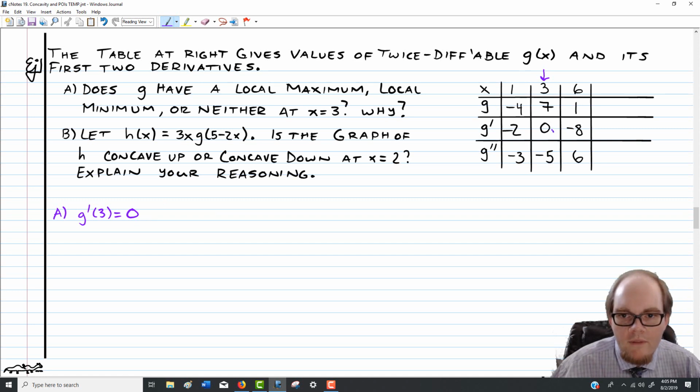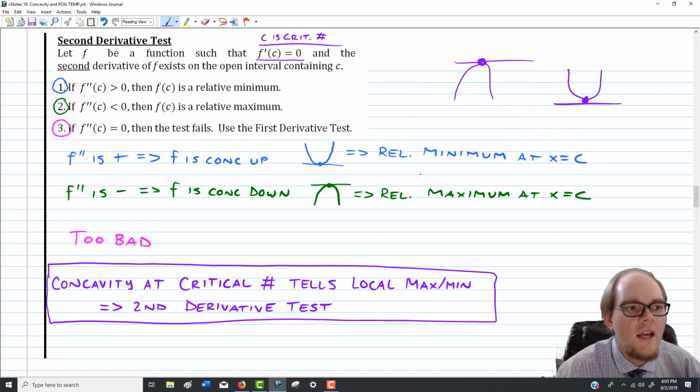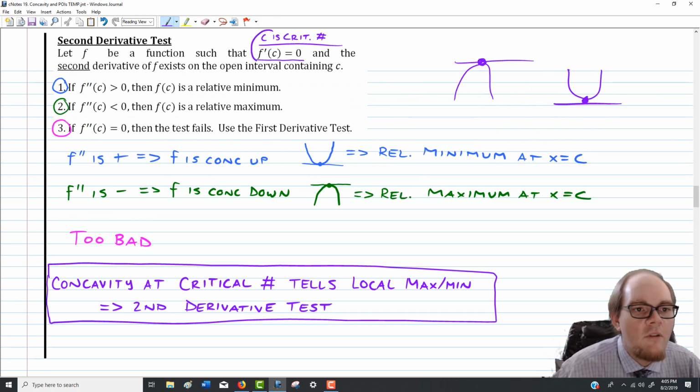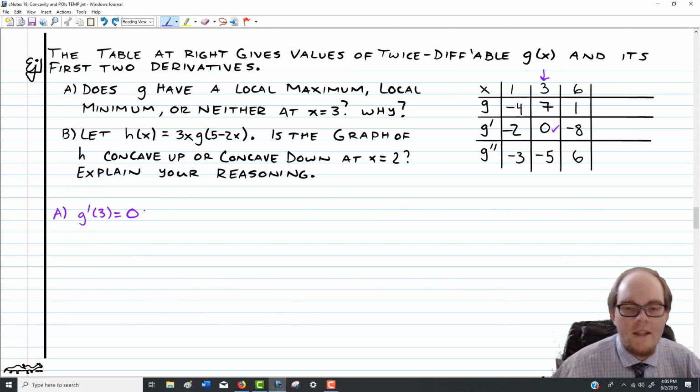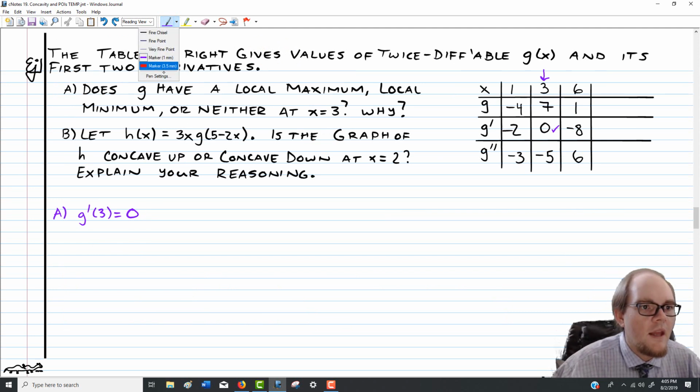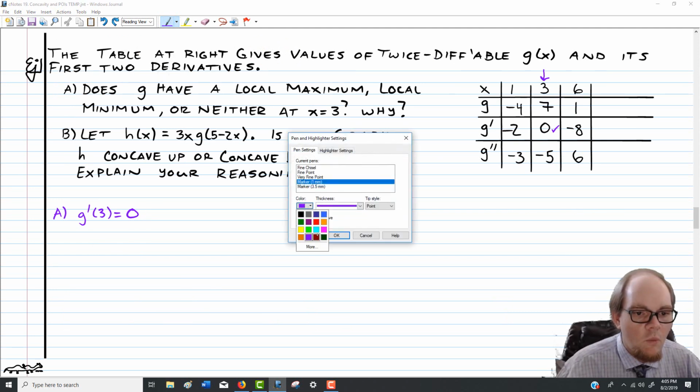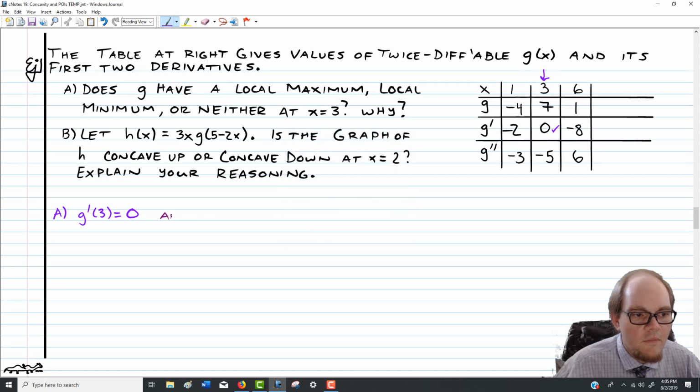So right in here we have that g prime of 3 equals 0, and that is essential because for the second derivative test, we have to have a critical number. So that is true right off the bat. That's our first piece of information. In addition, we also have an opportunity to look at the second derivative. g prime of 3 being equal to 0 makes this eligible, and then g double prime of 3 is equal to, according to the table, -5.